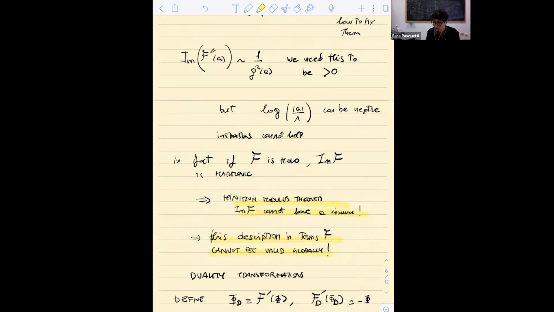And this is good because I know that now I have the possibility of finding dual descriptions by acting with this duality transformation. So what we expect is that if I go to a different region in the moduli space, maybe I will have to use a different set of fields to describe the physics in that region. And that's perfectly okay, because it's also solving the problem that there is not a unique description valid everywhere. So now we need to combine these two things together.